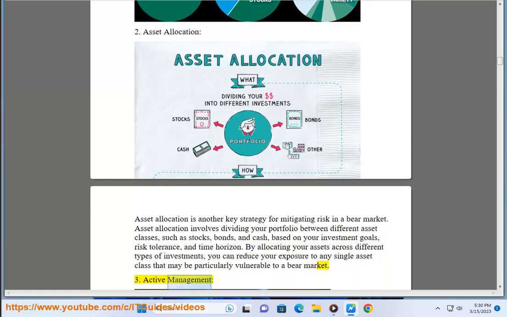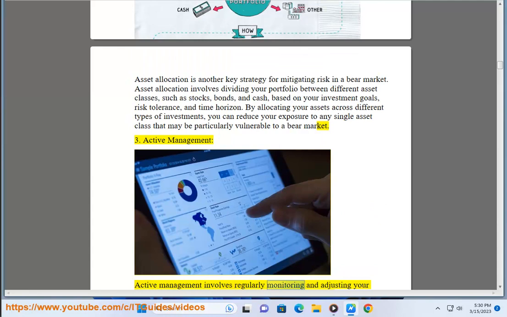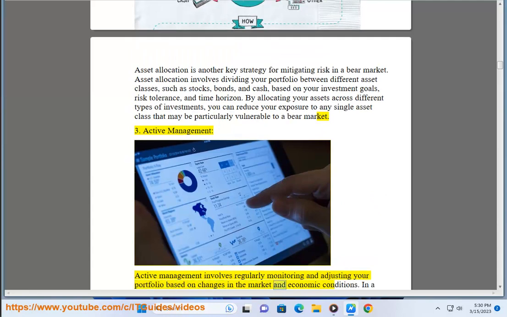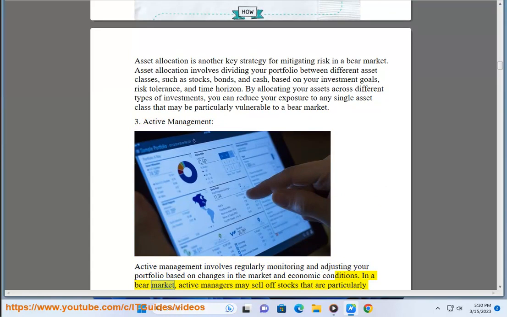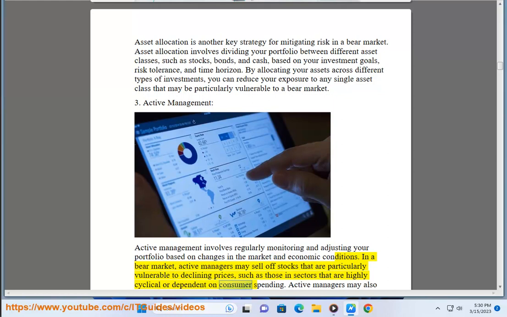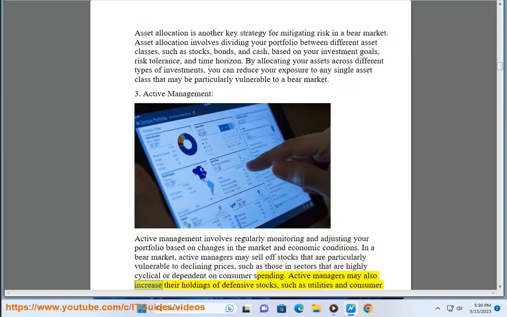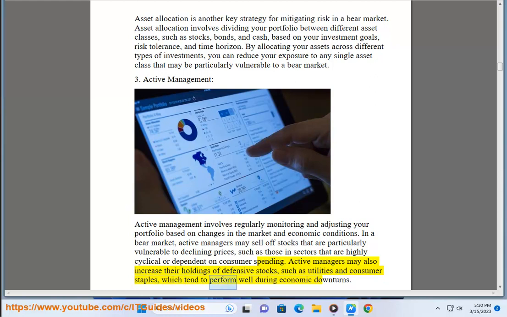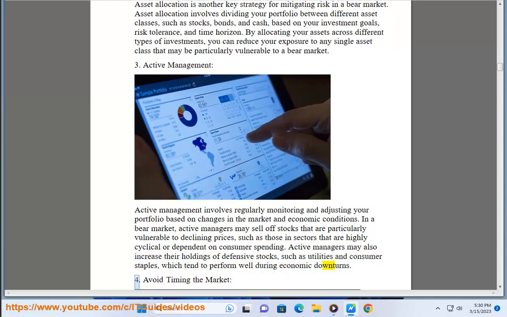3. Active management. Active management involves regularly monitoring and adjusting your portfolio based on changes in the market and economic conditions. In a bear market, active managers may sell off stocks that are particularly vulnerable to declining prices, such as those in sectors that are highly cyclical or dependent on consumer spending. Active managers may also increase their holdings of defensive stocks, such as utilities and consumer staples, which tend to perform well during economic downturns.